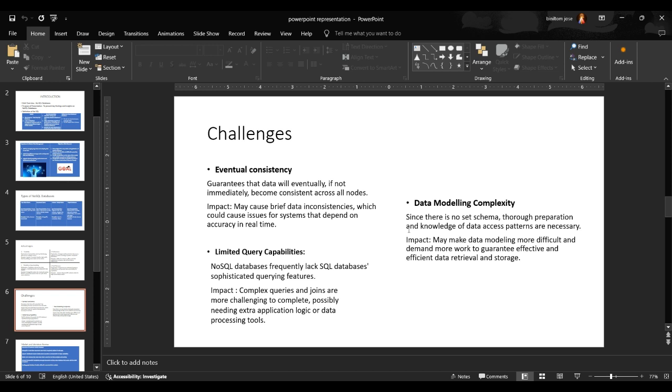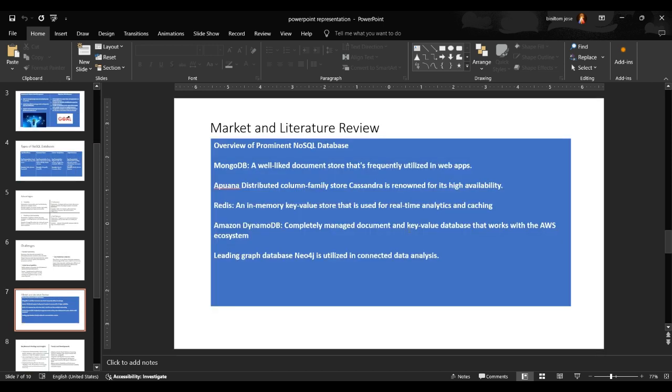The third one is data modeling complexity. Since there is no set schema, thorough preparation and knowledge of data access patterns are very much necessary. The impact is that data modeling becomes more difficult and demands more work to guarantee effective and efficient data retrieval and storage.